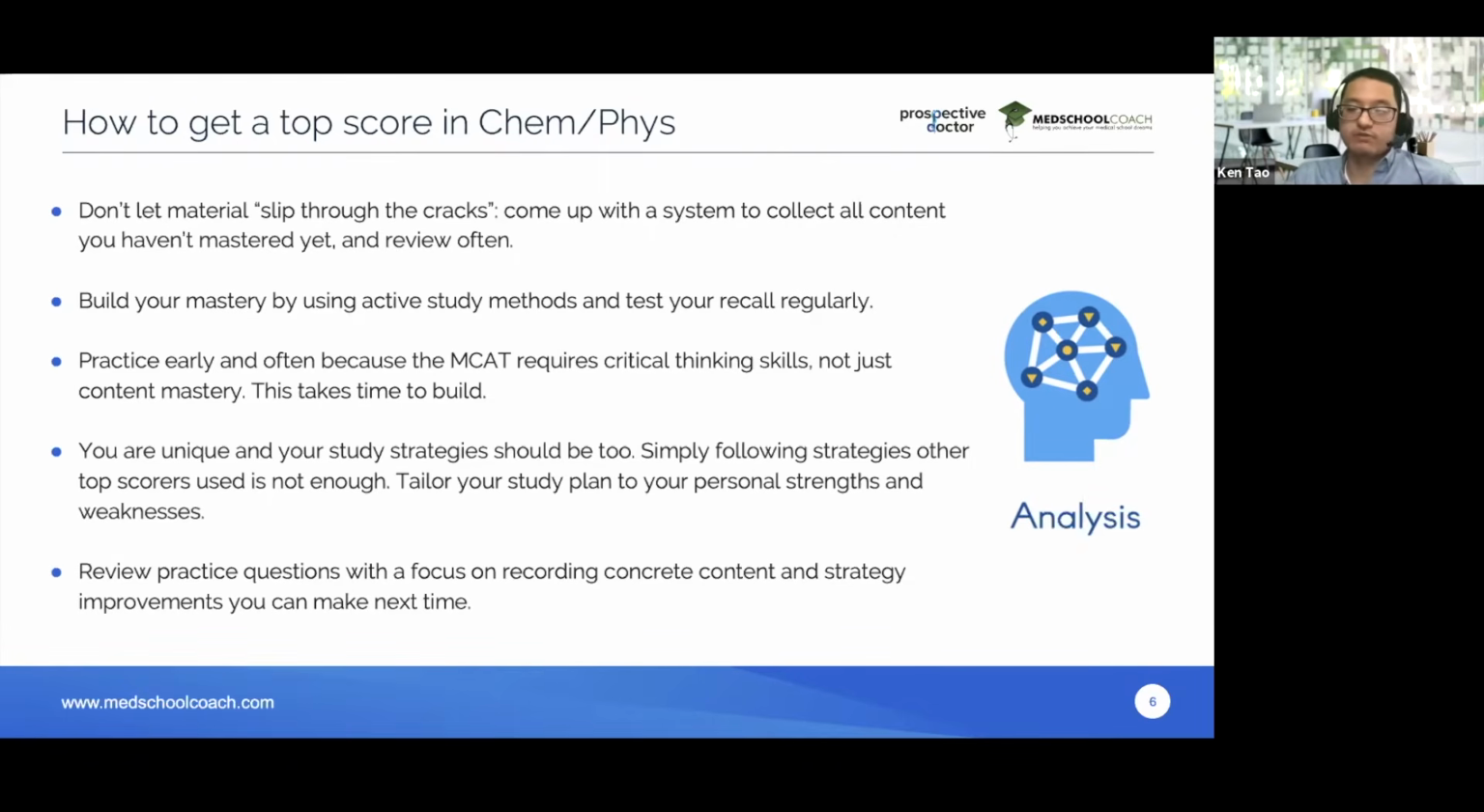If something isn't working, really try something different. And when you try something different, don't expect results immediately. It does take some time to completely shift your way of thinking, but it's at least worth giving it a try. And finally, review practice questions with a focus on recording concrete content and strategy improvements you can make next time.